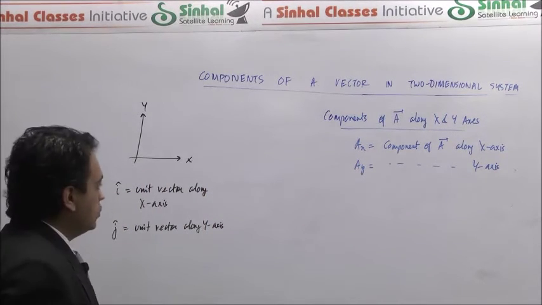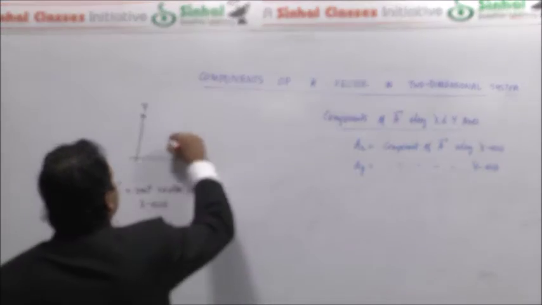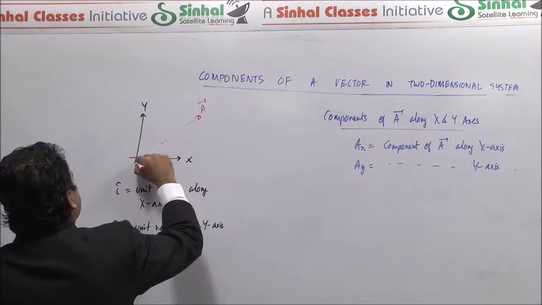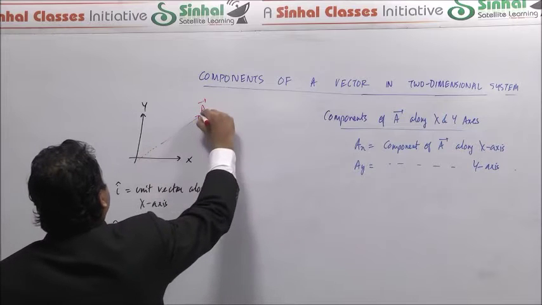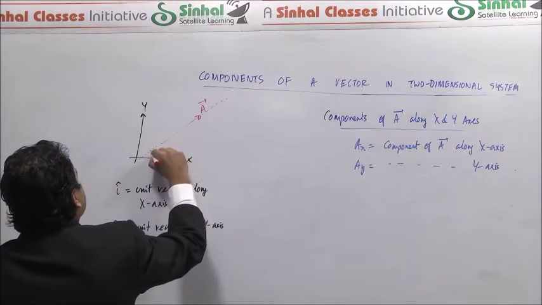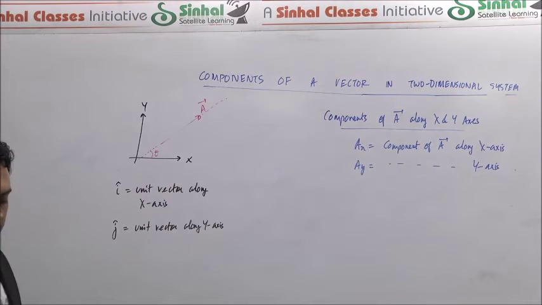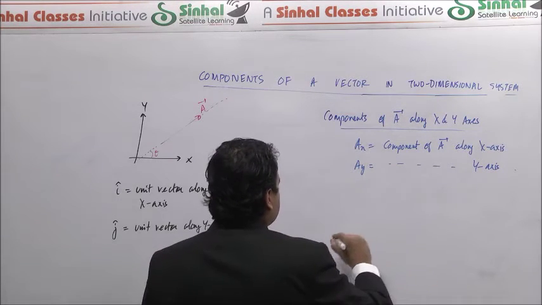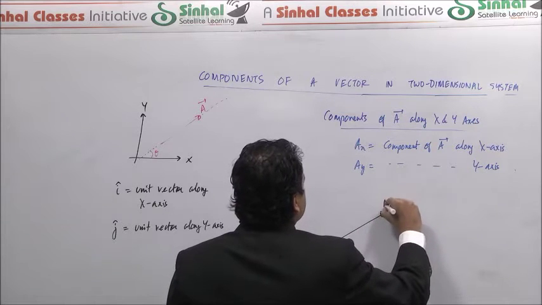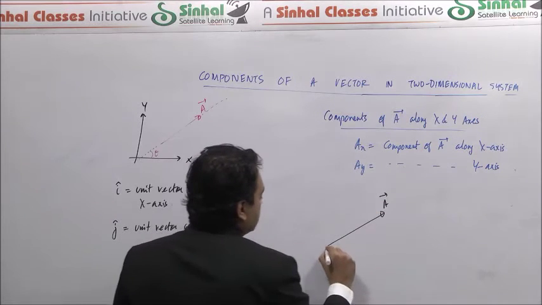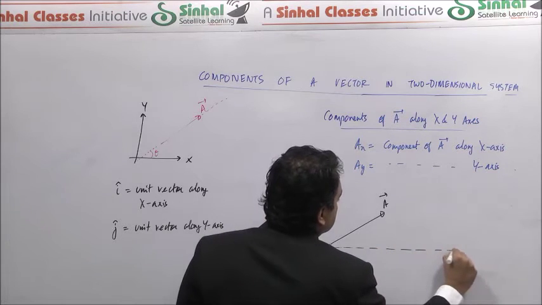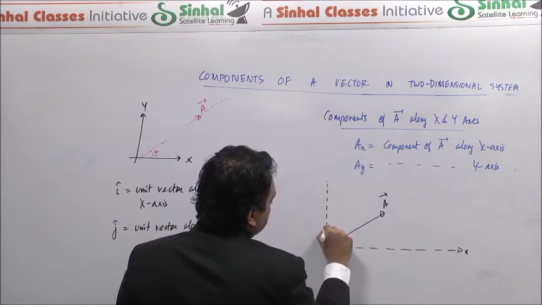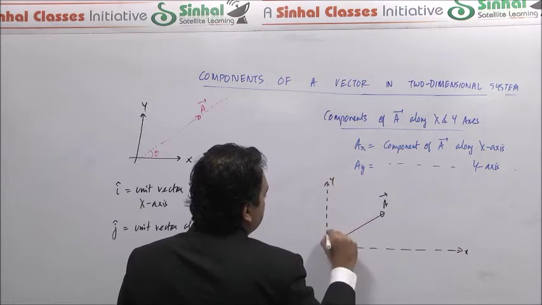Let's say the vector A we are talking about is something like this, and if we extend its line of action, it's making an angle theta with the x-axis. Keeping that in mind, once again working out a vector diagram, if this is the vector A, you would see that with the direction of the x-axis it's making an angle theta, and with the direction of the y-axis it's making an angle 90 minus theta.